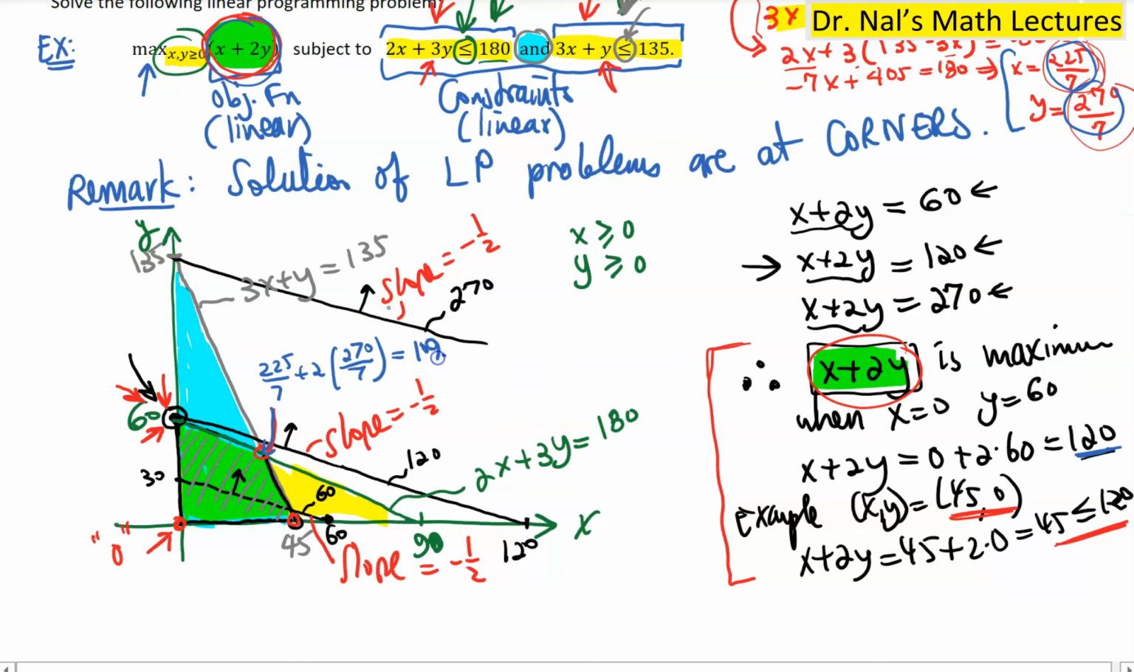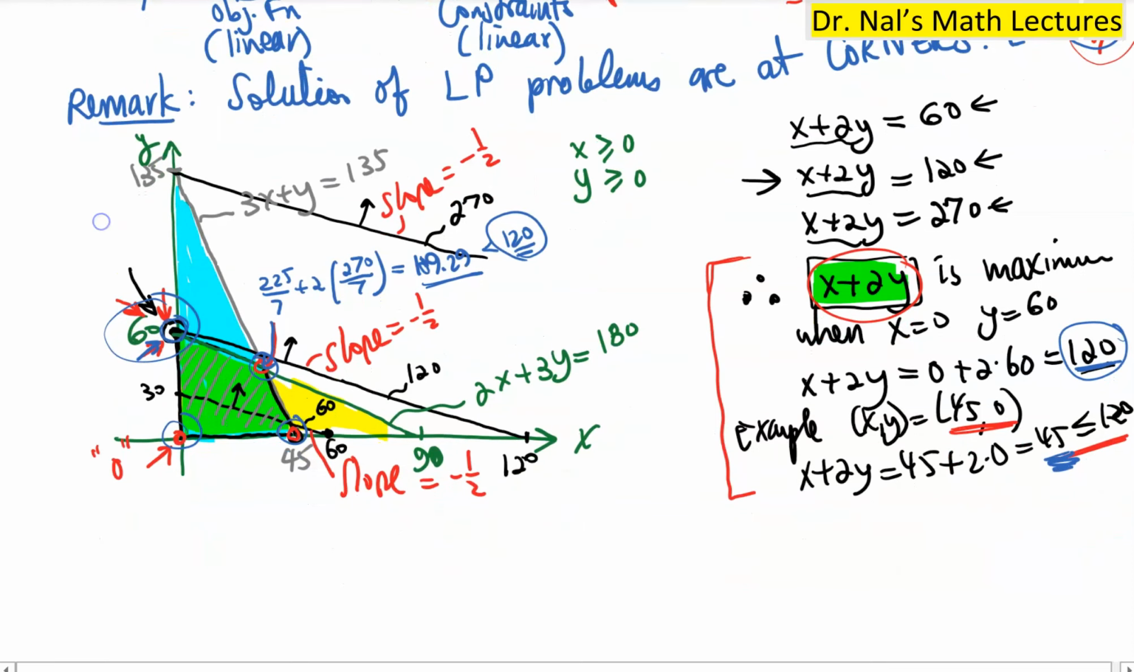109.29, which is clearly less than 120 as well. So the value of our objective function, that green function, at one vertex is 120, at another vertex it is 0, at another it is 45, and finally, at this vertex of this green quadrilateral, it is 109.29. All the remaining three values are less than 120, that corner. So the maximum value of our objective function is 120, and it happens in that corner.